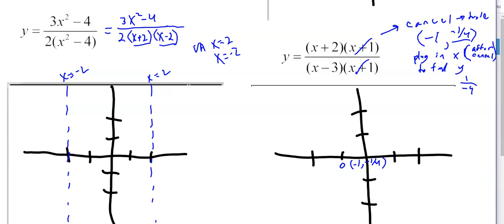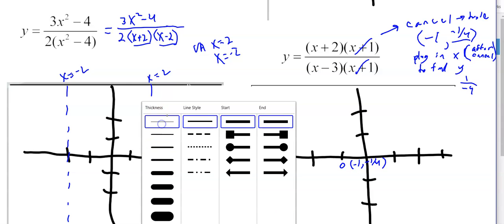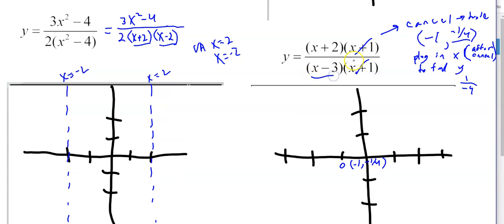And then it looks like there's also, I need another tick mark here. So when you do the vertical asymptote, this one's going to cause a vertical asymptote at x equals 3. So x equals 3, a dotted vertical line right here, and that's at x equals 3.